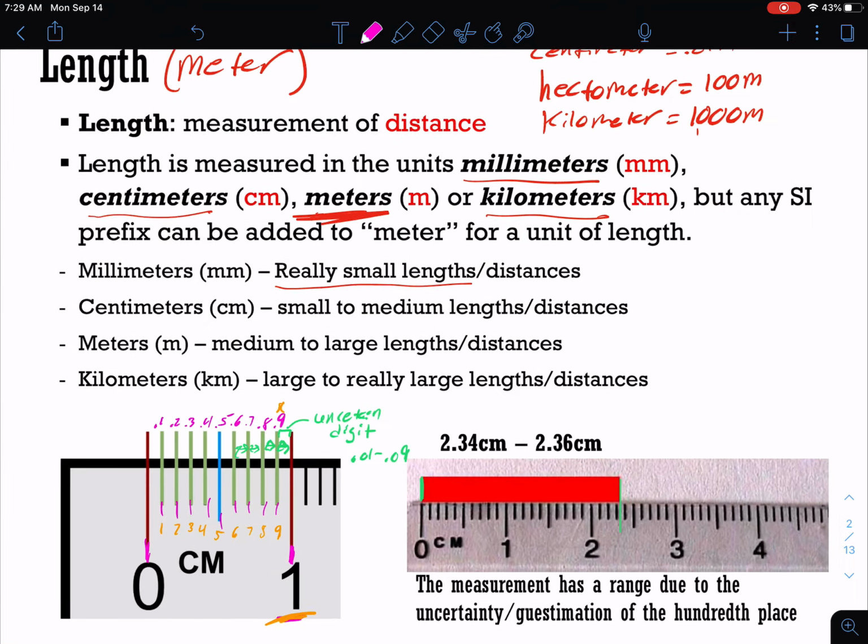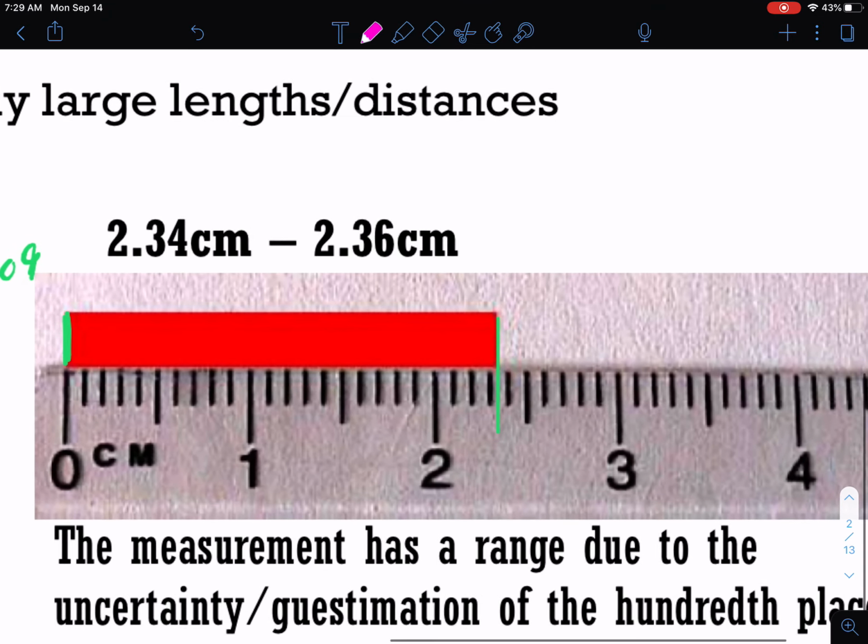We'll do a little zooming in here. So for this mark here, we have 0.1, 0.2, 0.3, 0.4. We are certain that the measurement went past 2. We are certain it went past 0.1, 0.2, and 0.3, which is why in both of these measurements, 2.3 is there. Where we're unsure is where this line ends, in between here.